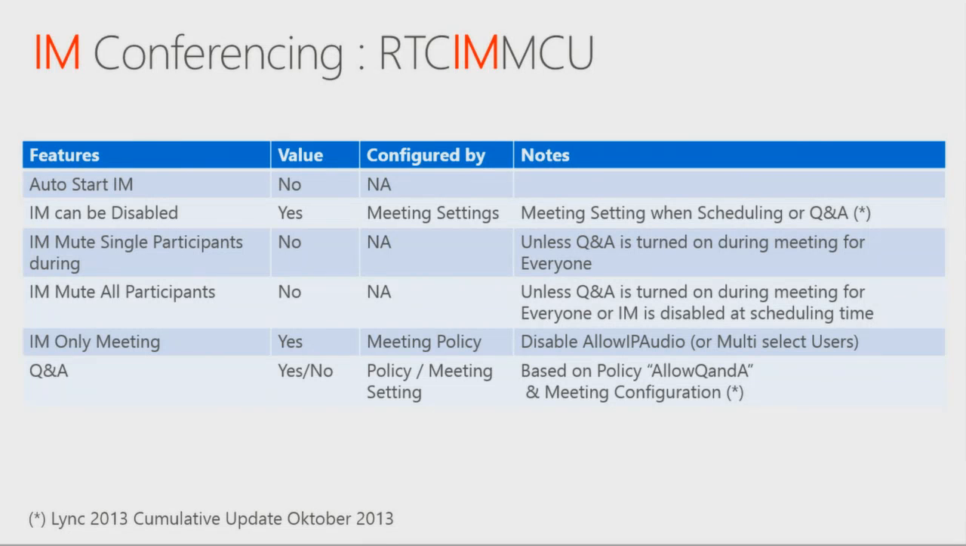So what else can we do? For example, Q&A. Q&A is also a way to disable IM because you will only be able to ask questions and not to type IM messages. So presenters need to answer those questions.